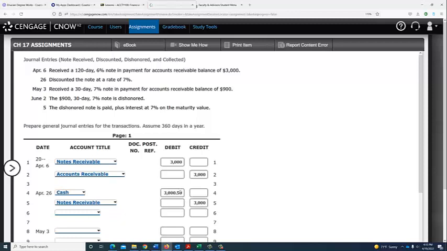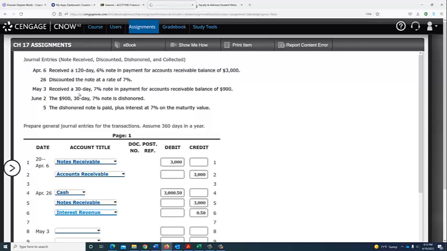Now, the difference between the proceeds and the principal is 50 cents. So since the proceeds are higher than the principal, we have an interest revenue. Had the cash amount been lower than $3,000, we would have entered an interest expense as a debit.